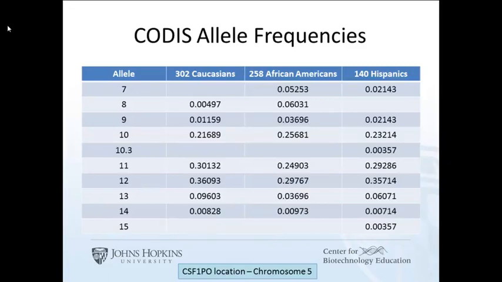Here is some data from one of the CODIS locations. The alleles in this case represent size differences. You can see that some alleles, particularly 11 and 12, are more common throughout each population. This particular location is an intron in the CSF1R gene on chromosome 5. See if you can find it in Ensembl or GenBank.